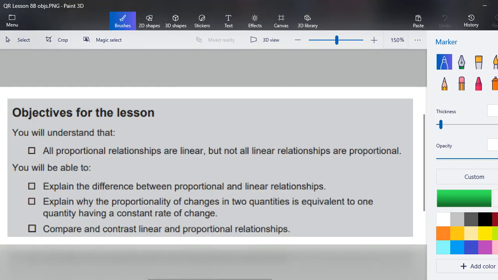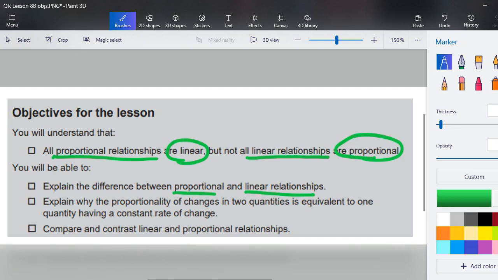The objectives for this lesson are that you're going to understand that all proportional relationships are linear, but not all linear relationships are proportional. So read over that one a couple of times. All proportional relationships are linear, but not all linear relationships are proportional. That's the gist of the whole lesson. We are going to explain the difference between proportional and linear.